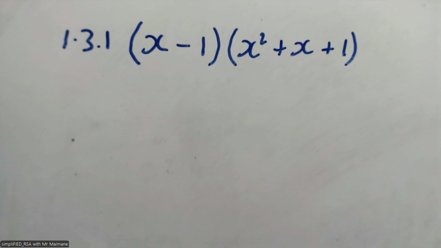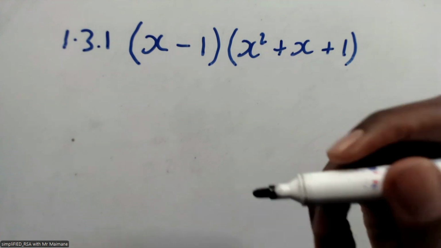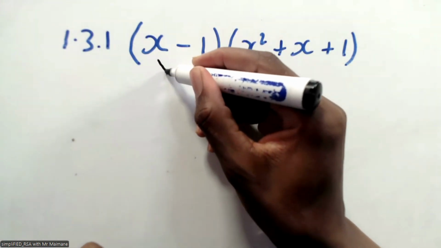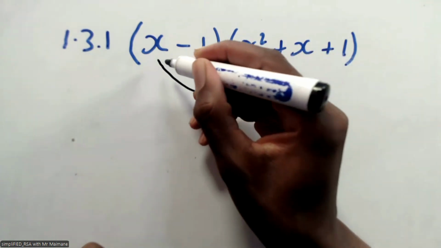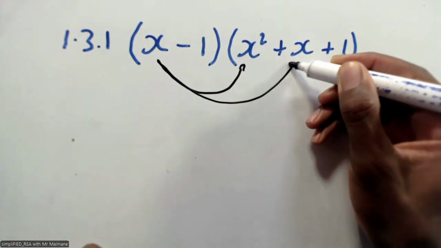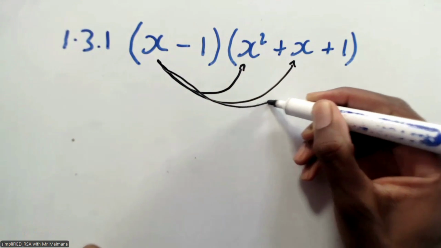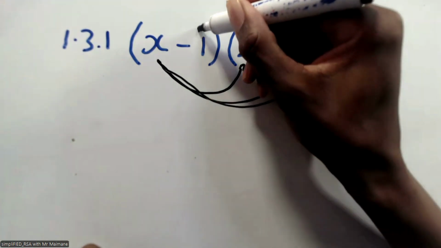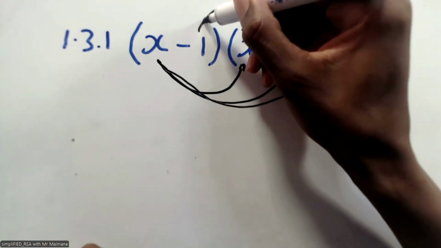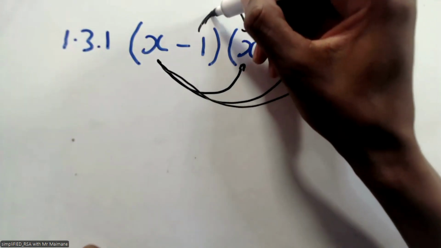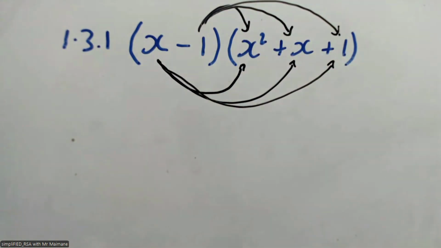So here we have to use the so-called FOIL: first term, outer term, inner term, and last term. Meaning, what I have to do is multiply this by this, and then multiply this by that, and then multiply this by this, and then multiply this by that, and multiply this by this, and multiply this by that. And then after simplifying the whole thing, the answer will just be out there without even forcing anything.